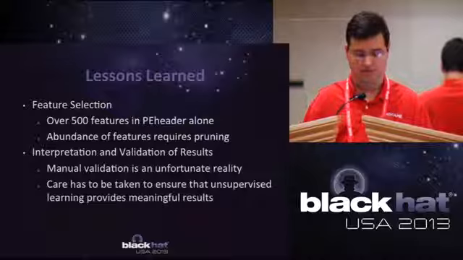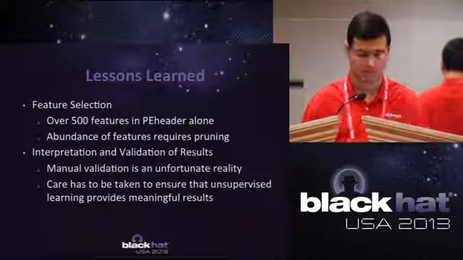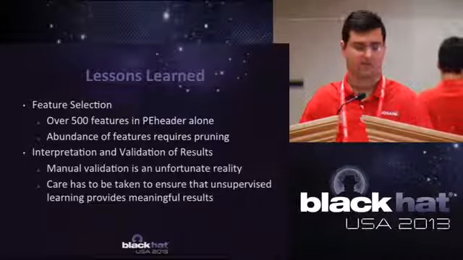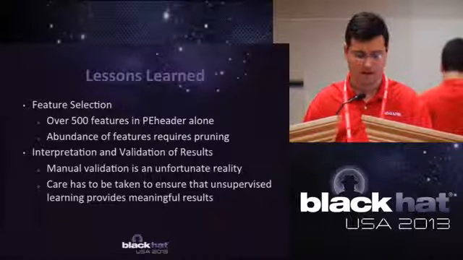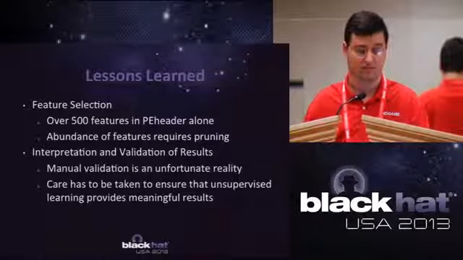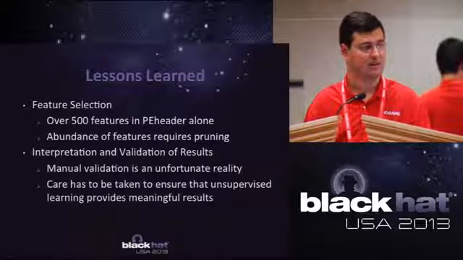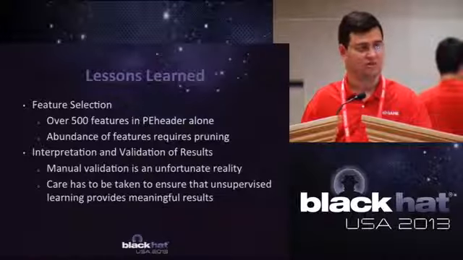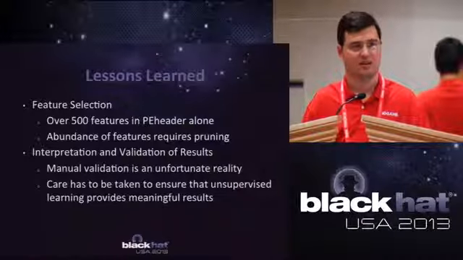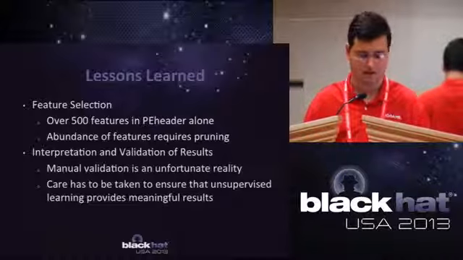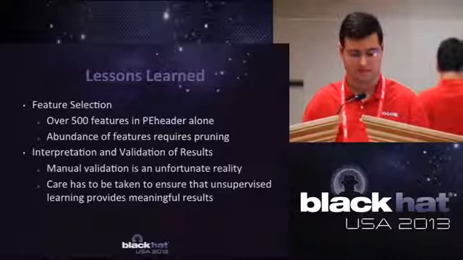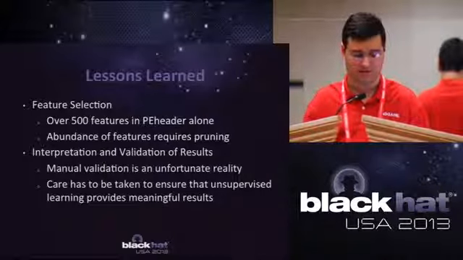So a few lessons learned from developing these models. Feature selection, as I said, is definitely a rabbit hole. We found way over 500 features in the PE header alone. We're developing more constantly, and now that we've got this embarrassment of malware data, we're slowly winnowing it down and focusing solely on the high value, high gain information that we have. The abundance of features, as I said, definitely requires pruning.